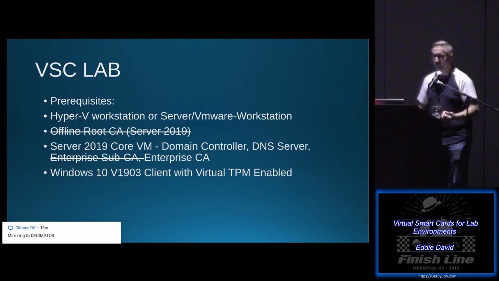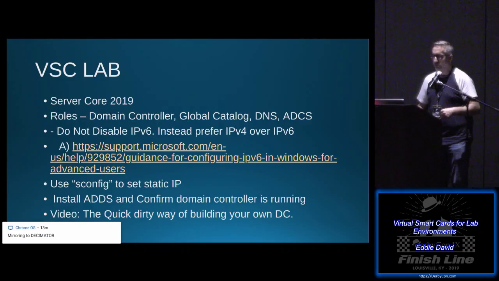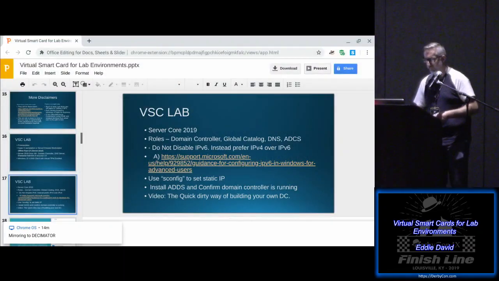And then we're going to have a Windows 10 1903 client with the virtual TPM enabled. Along with that, I don't disable IPv6. There's actually some Microsoft guidance on what they prefer you to do, which is there's a registry key to prefer IPv4 over IPv6. And I'm going to use sconfig to set a static IP. I'm going to install ADDS and confirm my domain controller's running. And I'm just going to give you a very quick demo of a dirty way to set up your own domain controller using nothing but Server Core.